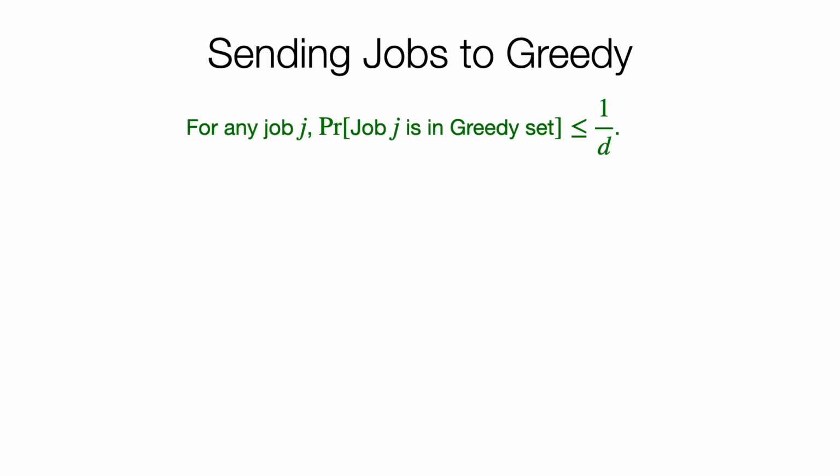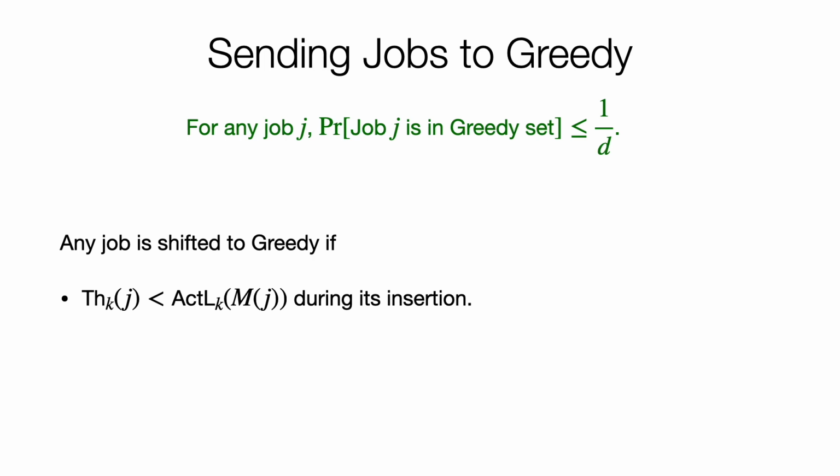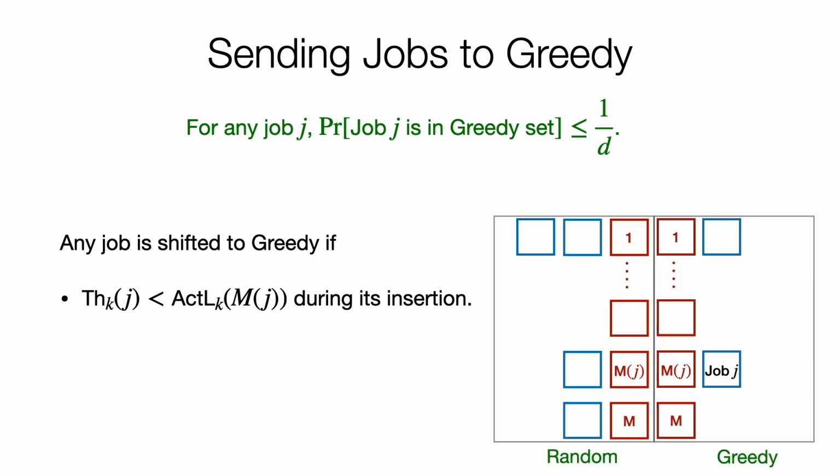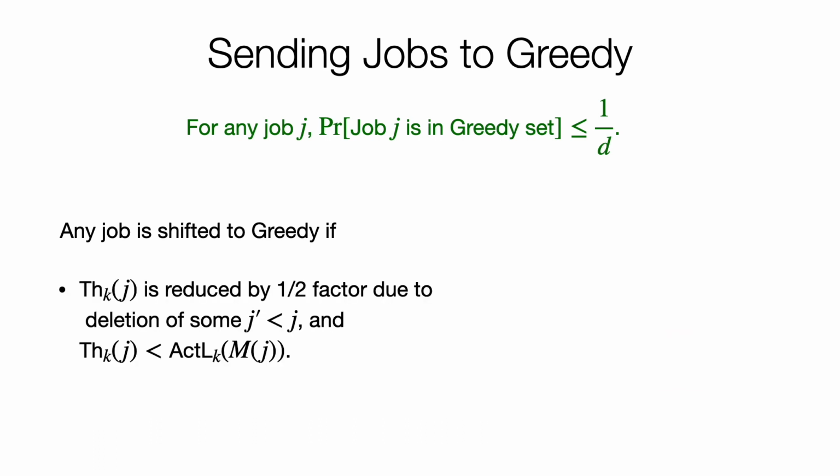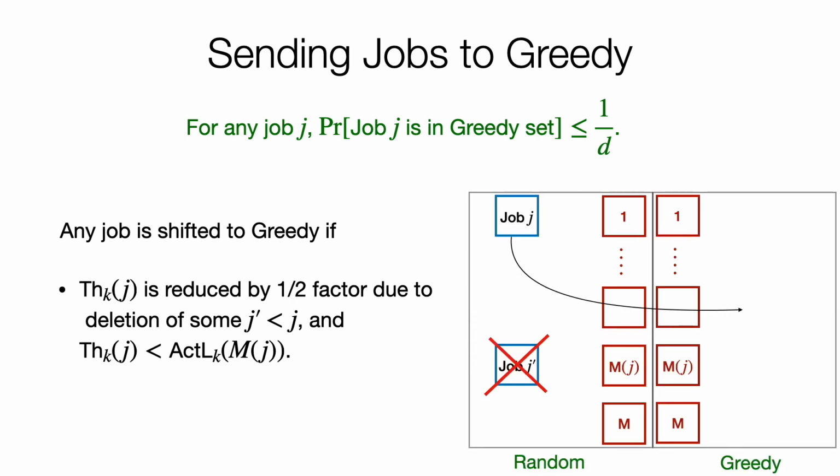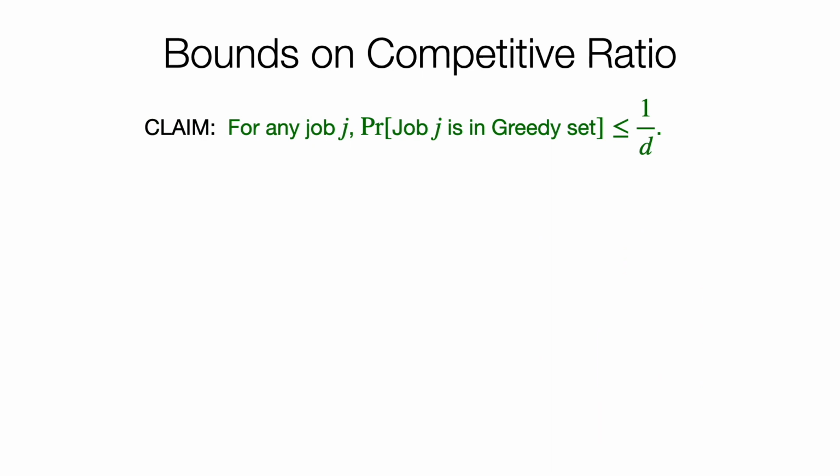We want to prove this claim that any job is sent to greedy with probability at most 1 over d to prove that the competitive ratio is going to be low. When is a job sent to greedy? If it exceeds the threshold when it was inserted, then it may be sent to greedy without ever going to the random set. Otherwise, if some job before it is deleted and this threshold reduces by a half factor, it may be sent to greedy when it exceeds the threshold during this reinsertion. We will show that the probability that this job goes to greedy is at most 1 over d.